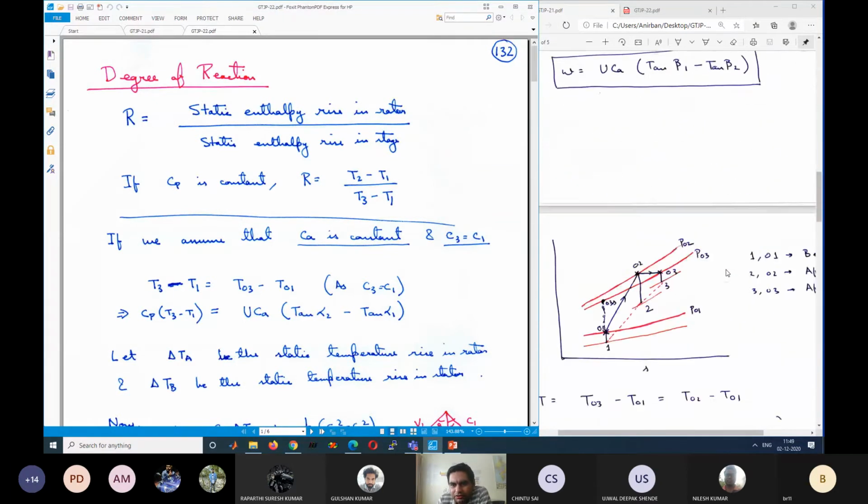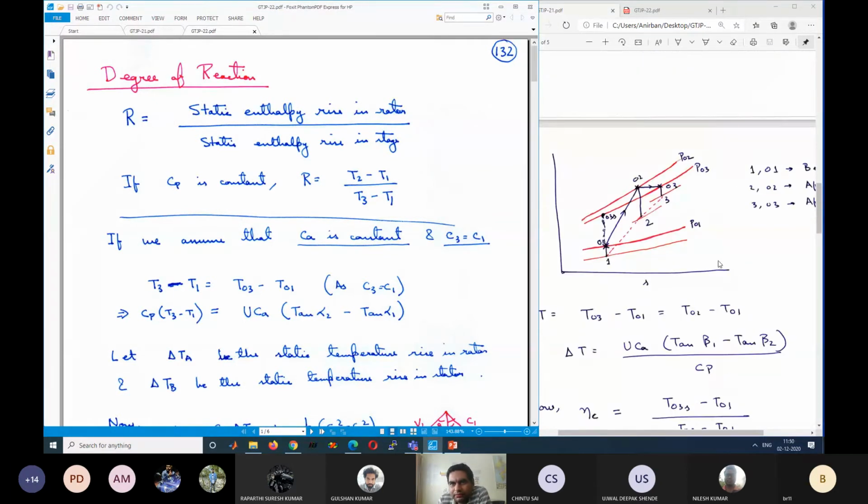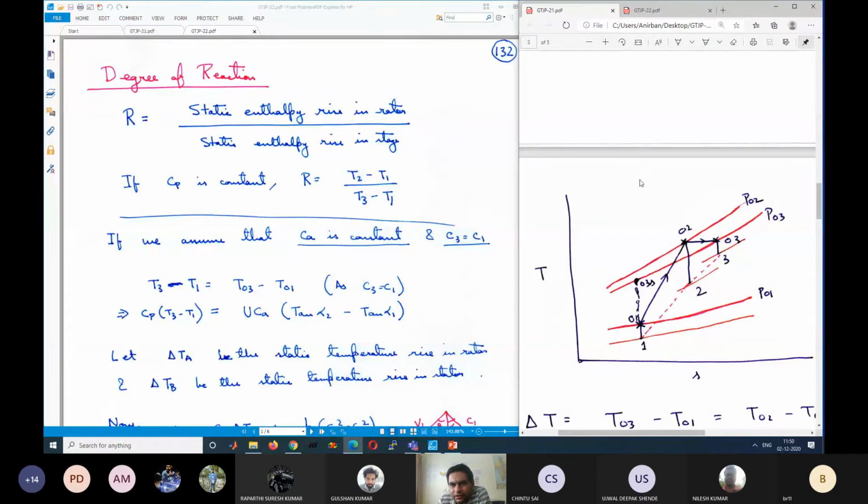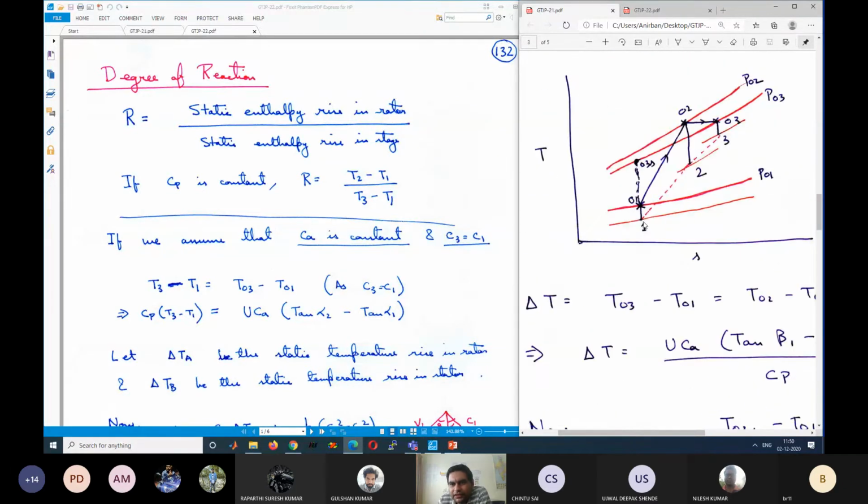Let us go to the temperature-entropy diagram. The static temperature rises from T1 to T3, so this is the entire extent of static temperature and static pressure rise. Pressure rises from P1 to P3. This is the main function of the compressor. Over the entire stage, the static enthalpy rises by H3 minus H1, and static temperature rises by T3 minus T1. In the rotor it is T2 minus T1, and in the stator it is T3 minus T2.